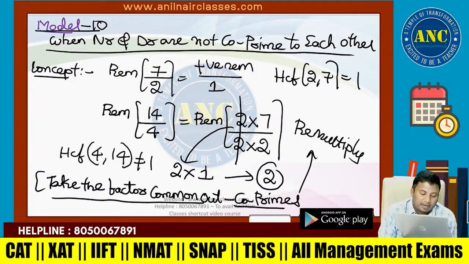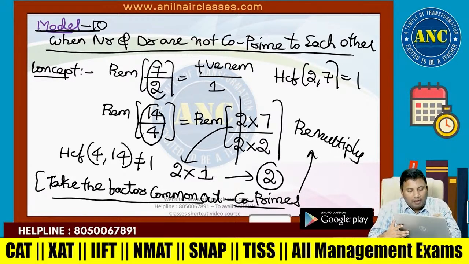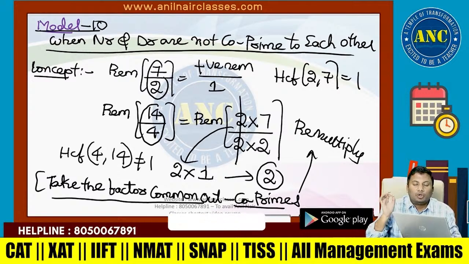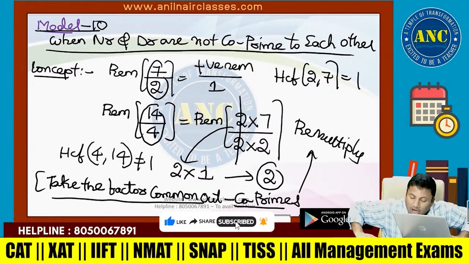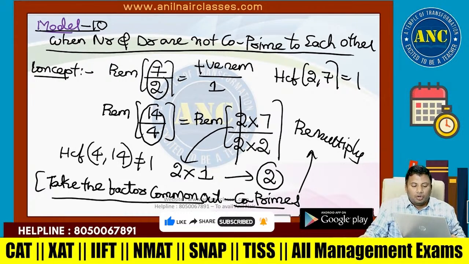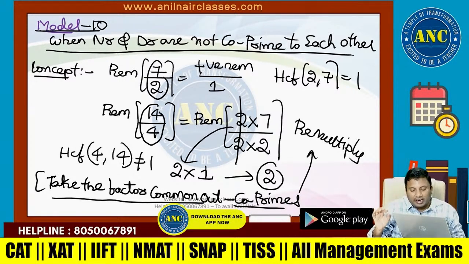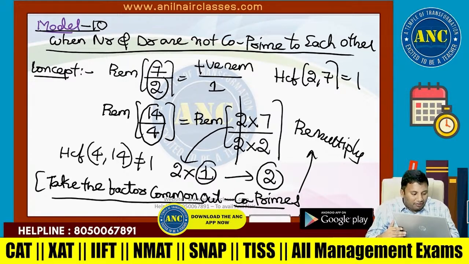14 divided by 4, 7 by 2. The basic difference is 2 and 7 are coprime to each other. 4 and 14 are not coprime to each other. 2 into 7, 2 into 2. 2 is taken out. 7 divided by 2 is 1. Take the factor common out.